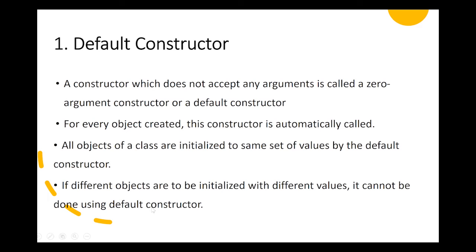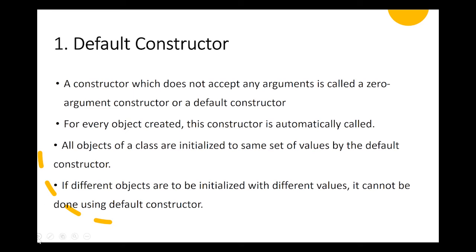If different objects are to be initialized with different values, it cannot be done using the default constructor. So this is one of the drawbacks, because if you want to create different objects with different values, it is not possible, because it will be the same set of values. We cannot change that. So that is one of the drawbacks of the default constructor. By default, it is going to initialize the values which are already there.